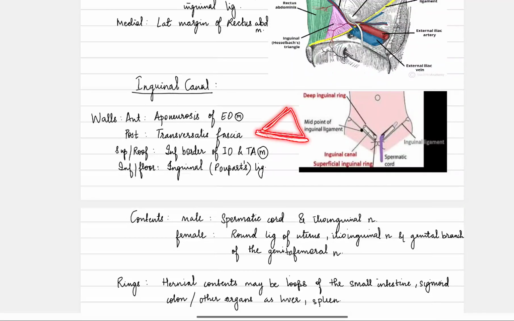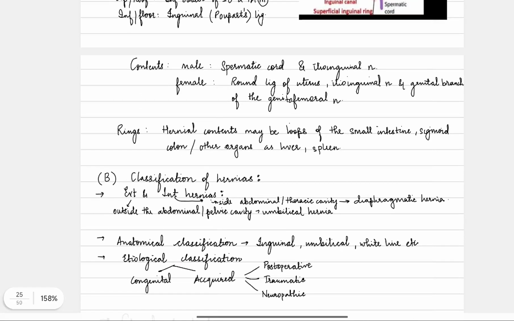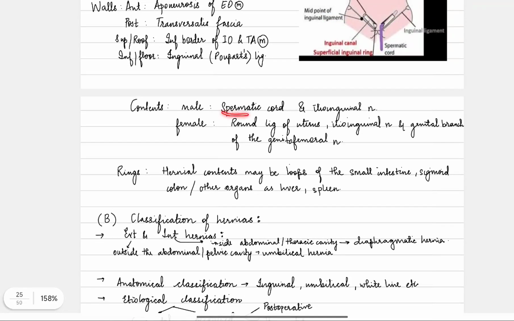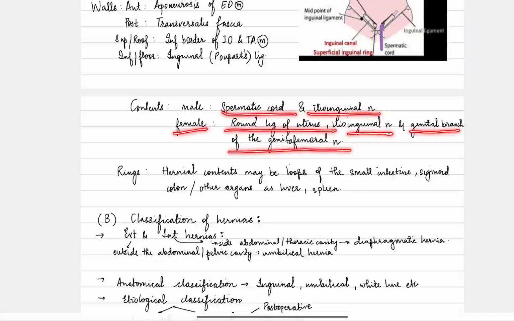Once again, anteriorly is aponeurosis of external oblique muscle. Posteriorly is transversalis fascia. And roof is internal oblique and transverse abdominis muscle. Content passing through this is spermatic cord and ilioinguinal nerve. In female, it is round ligament of uterus, ilioinguinal nerve and genital branch of genitofemoral nerve.